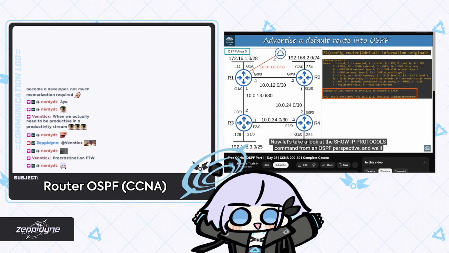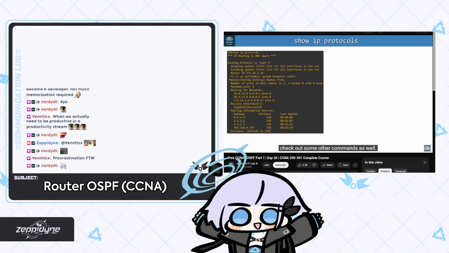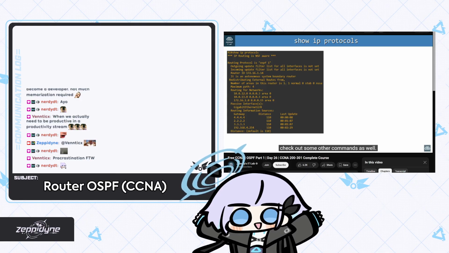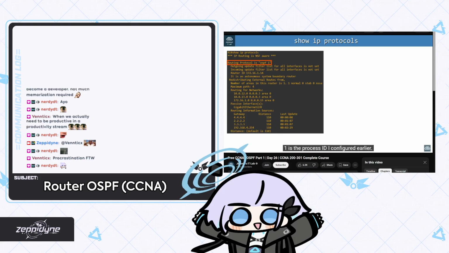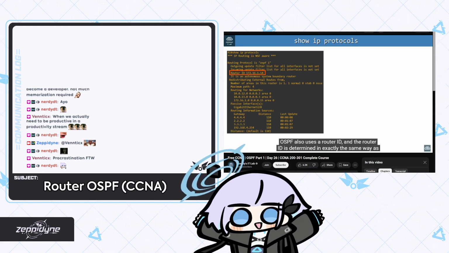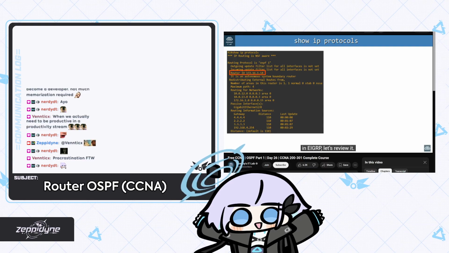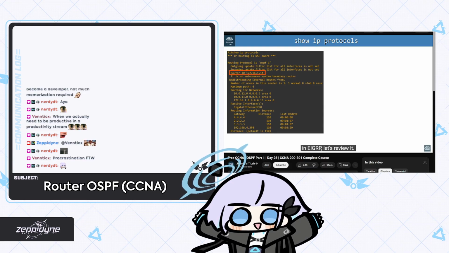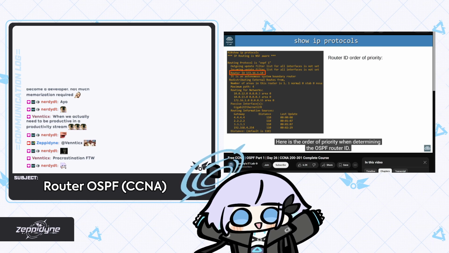Right. Now let's take a look at the show ip protocols command from an OSPF perspective, and we'll check out some other commands as well. Up top it says routing protocol is OSPF 1. 1 is the process ID. OSPF also uses a router ID, and the router ID is determined in exactly the same way as in EIGRP. Let's review it. Here is the order of priority when determining the OSPF router ID.